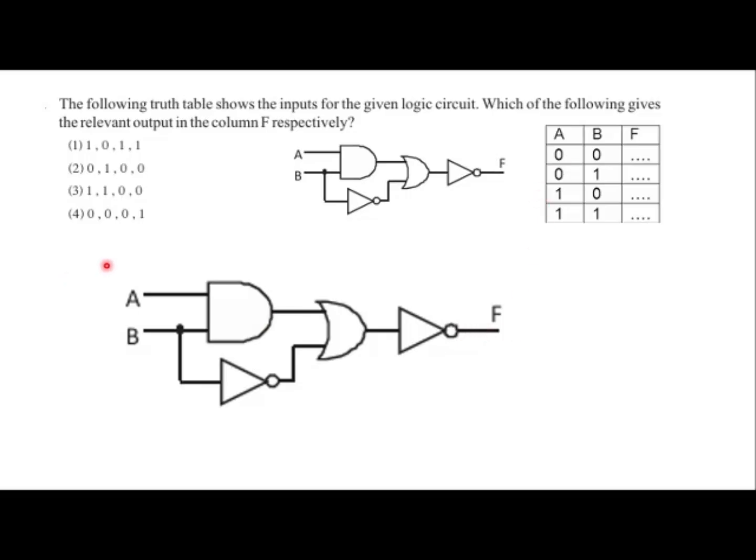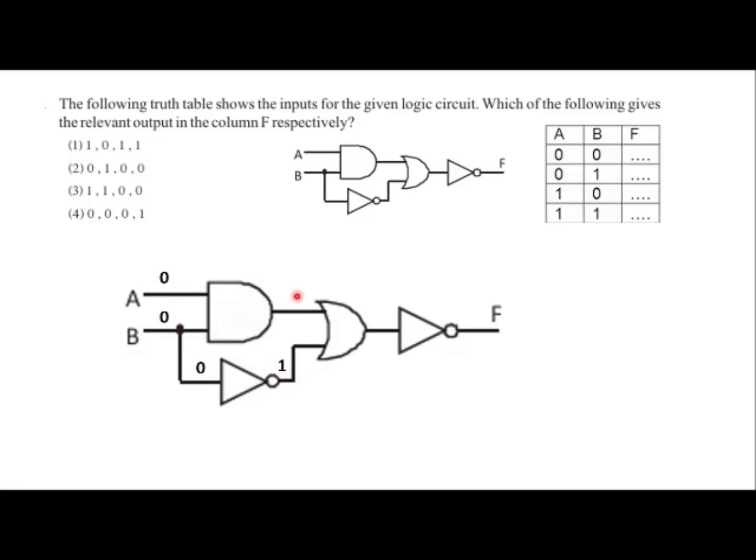Now let's enter the values. So according to the truth table, we have to first enter A 0, B 0. So the same 0 would go to the NOT gate, as B is the input of NOT gate as well as AND gate. So same 0. So when 0 goes through the NOT gate, it will be 1. Why? Because NOT gate means F equals A complement. That is the Boolean expression of NOT gate. That means it gives the opposite value.